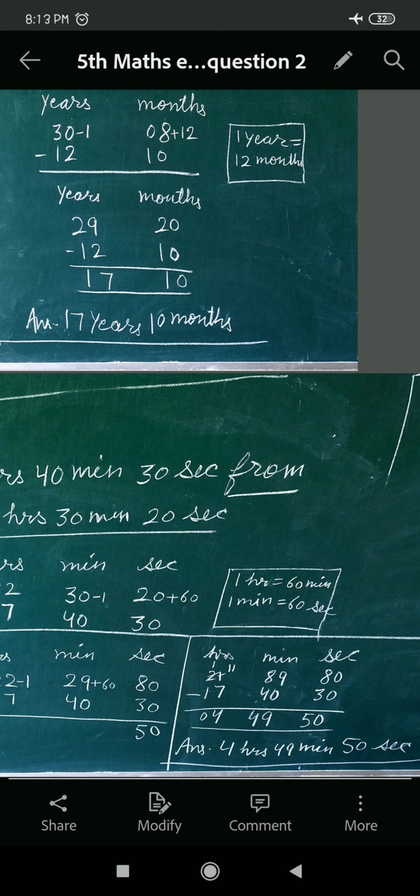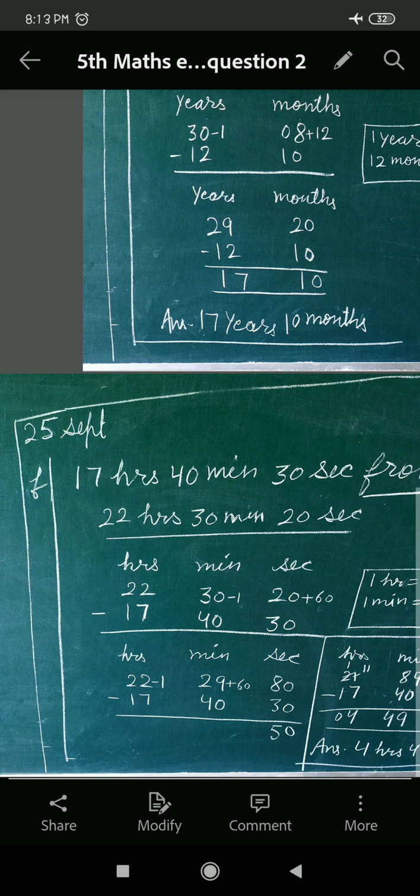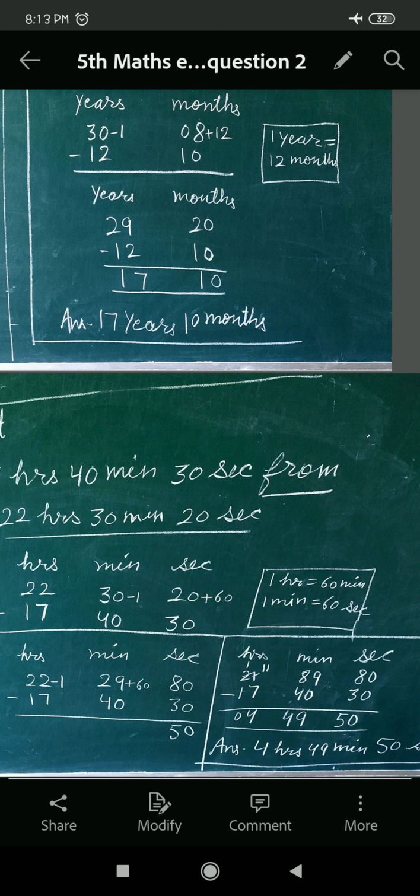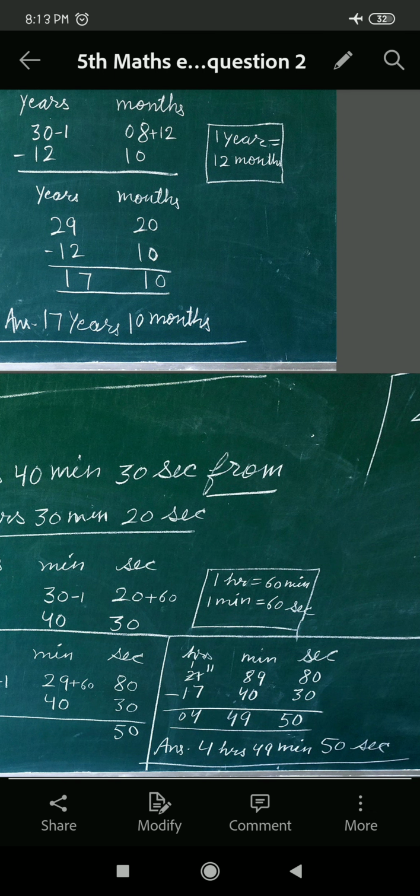Now you come to this third statement. Now minutes 89, when we add 29 plus 60, it's 89. And hours after subtraction, here 22 minus 1, it's 21 hours. Now you see 21 hours 89 minutes and 80 seconds. And second statement is 17 hours 40 minutes 30 seconds. Now we can subtract it easily. Now your answer is 4 hours 49 minutes 50 seconds.